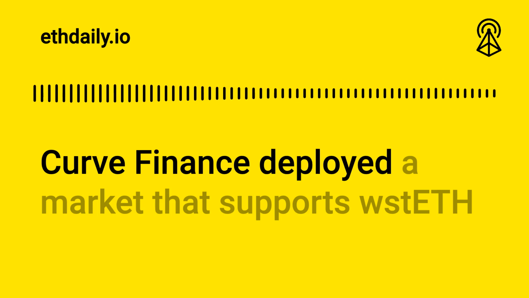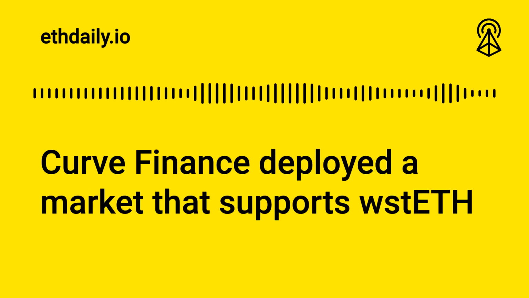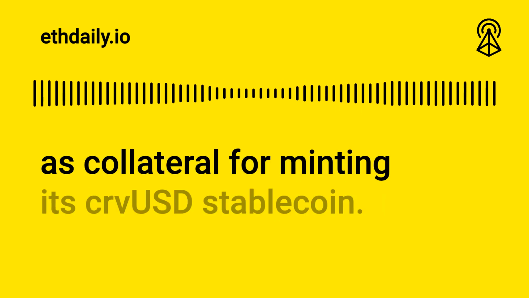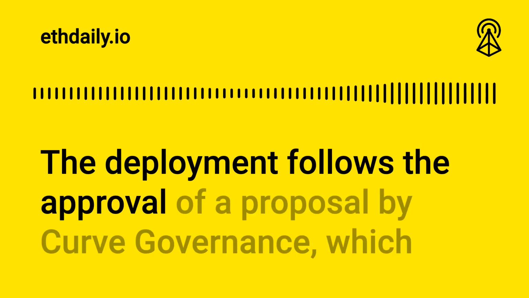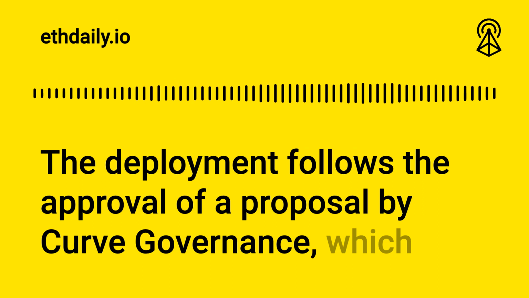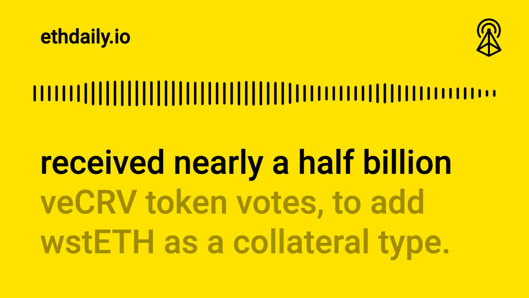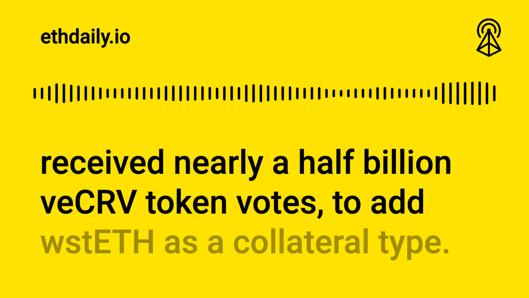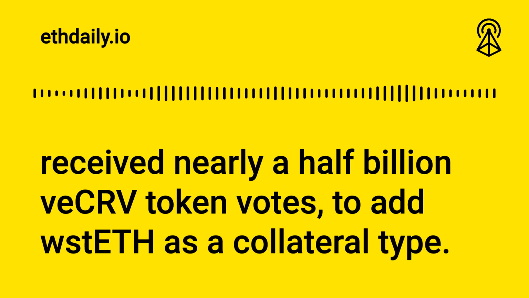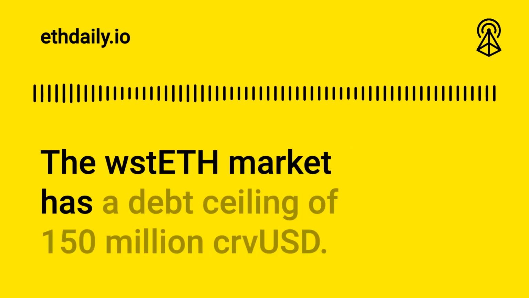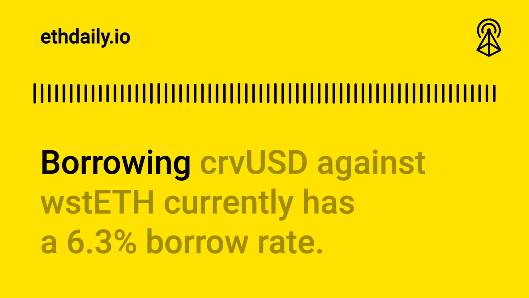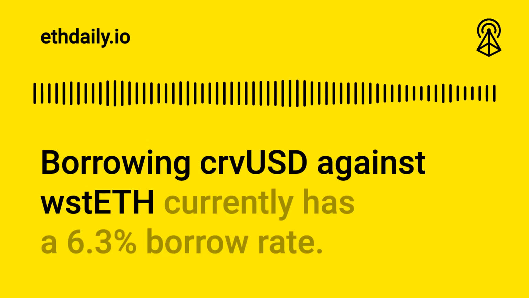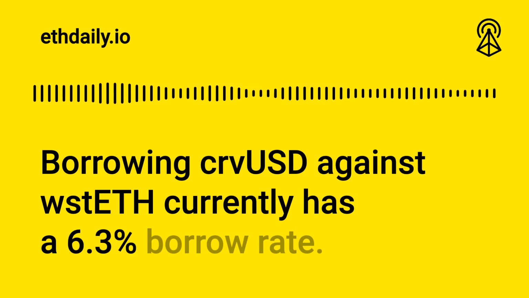Curve Finance deployed a market that supports wstETH as collateral for minting its crvUSD stablecoin. The deployment follows the approval of a proposal by Curve Governance, which received nearly 500 million vCurve token votes to add wstETH as a collateral type. The wstETH market has a debt ceiling of 150 million crvUSD. Borrowing crvUSD against wstETH currently has a 6.3% borrow rate.